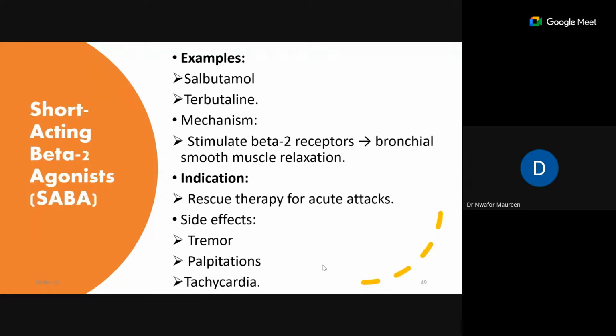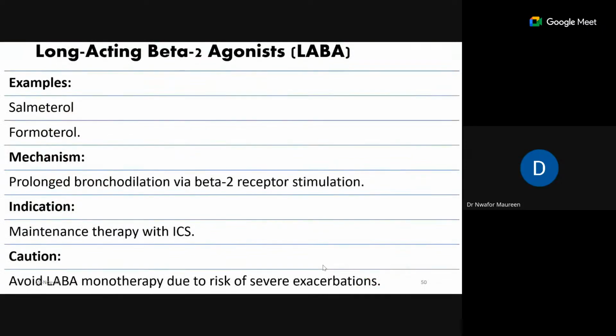We still use short-acting beta-2 agonists. Their mechanism of action, they stimulate beta-2 receptors, causing bronchial smooth muscle relaxation. We use them for rescue therapy for acute attack. When there is an acute attack, you want urgent rescue for that patient. We go straight to use inhaled beta-2 agonists. Remember their side effects: tremor, palpitation, tachycardia, even hypokalemia. Then we still use long-acting ones like salmeterol, which gives prolonged bronchodilation. We maintain them with corticosteroids.